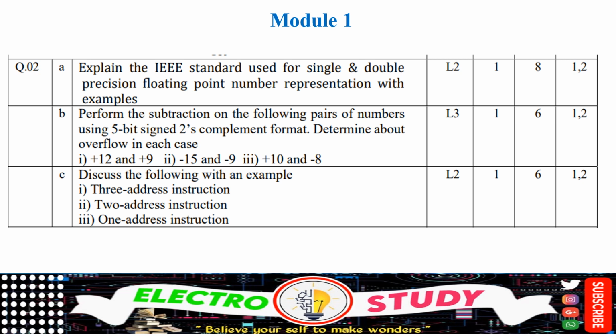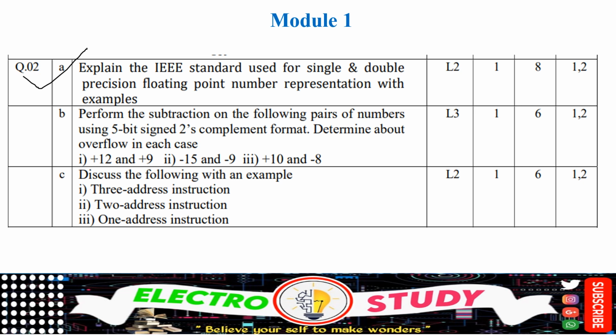Explain the IEEE standard used for single and double precision floating point number representation with example. So you will first determine what is IEEE and what is the IEEE standard for single and double precision, and then with example you can quote how single and double precision floating point is represented.